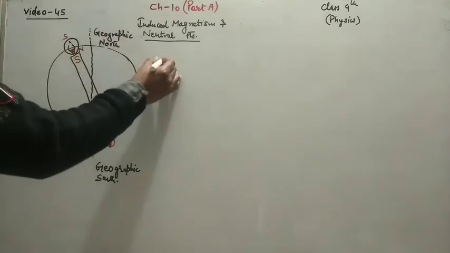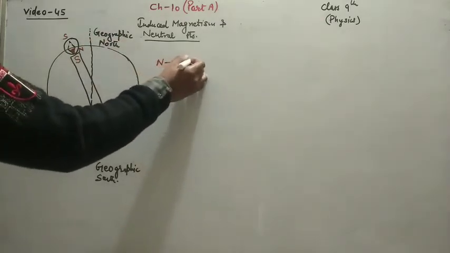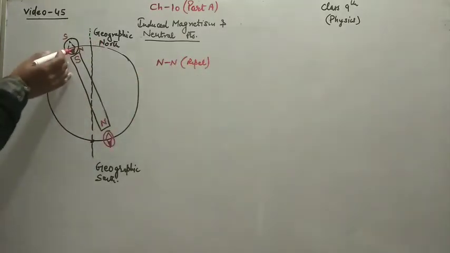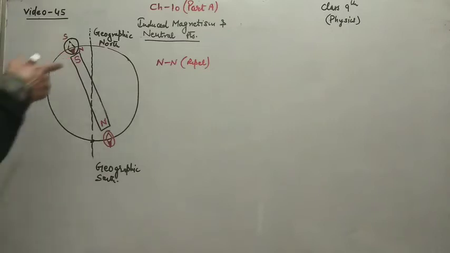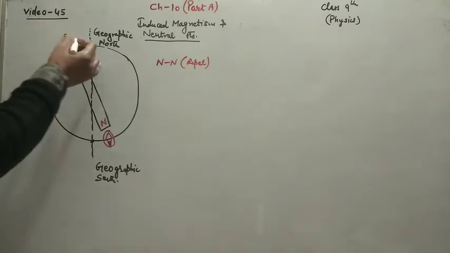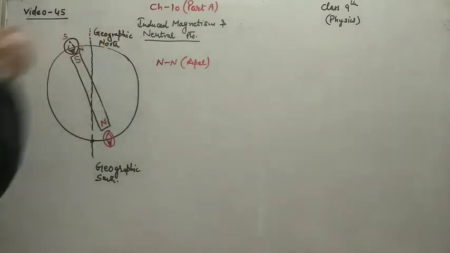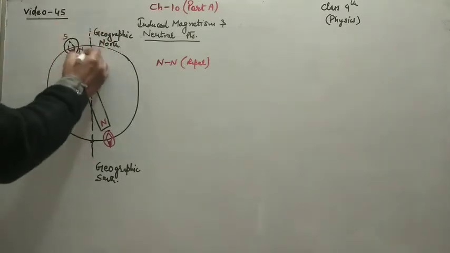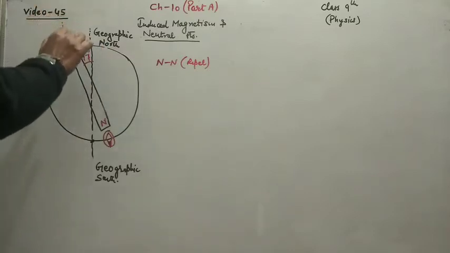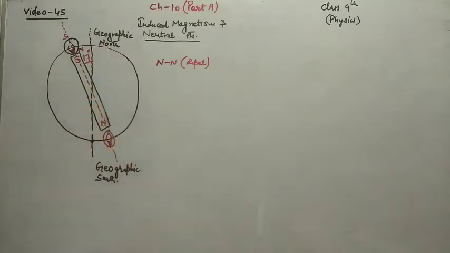But as you know, north and north will repel. This north is not attracted towards this north. This north is attracted towards south. So this south is responsible to attract north towards itself, so automatically this north will point towards geographic north. If I talk about the angle, this angle is 17 degree. So this is the magnetic axis, and the geographic axis, they are not coinciding with each other. They are at a certain angle, that is 17 degree.